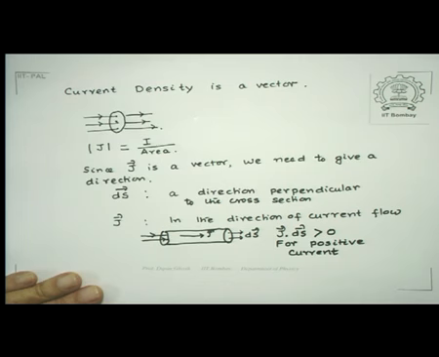So current is not a vector, but current density is, which is a point definition. By point definition, I mean that I take a small enough area, I can make that area as small as I like, so that density is defined as a point function. So at every point in the material, I define the density.